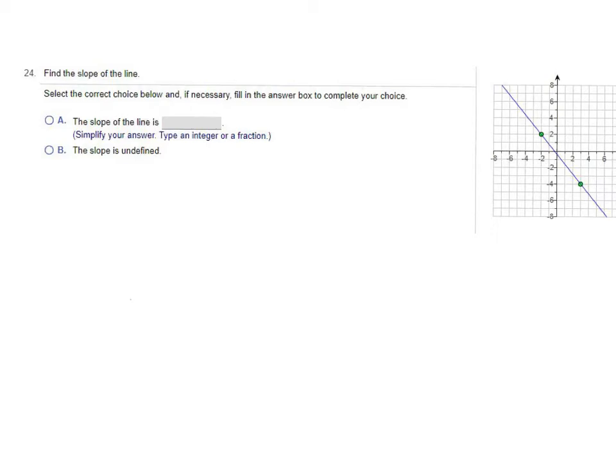So this one asks us to find the slope of the line. I immediately know that choice B is not an option because undefined is a vertical line. This is not vertical. In fact, I should know by the slant of it that it's a negative slope because it's going downhill. And so I'm going to count 1, 2, 3, 4, 5, 6. That's down 6 and to the right 1, 2, 3, 4, 5. And so that's going to give me a slope of negative 6/5.